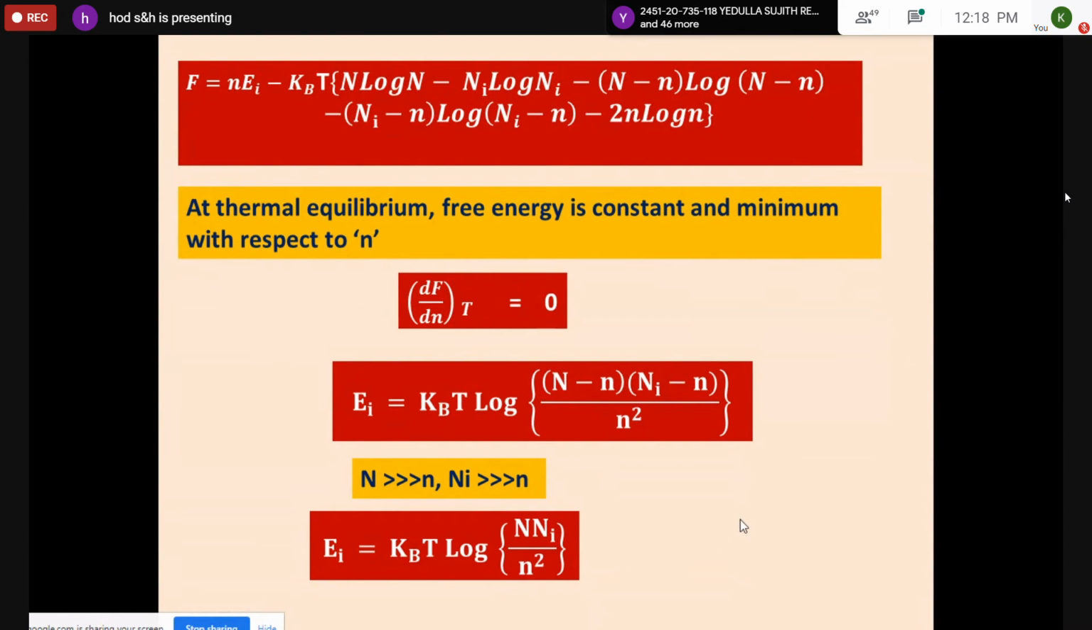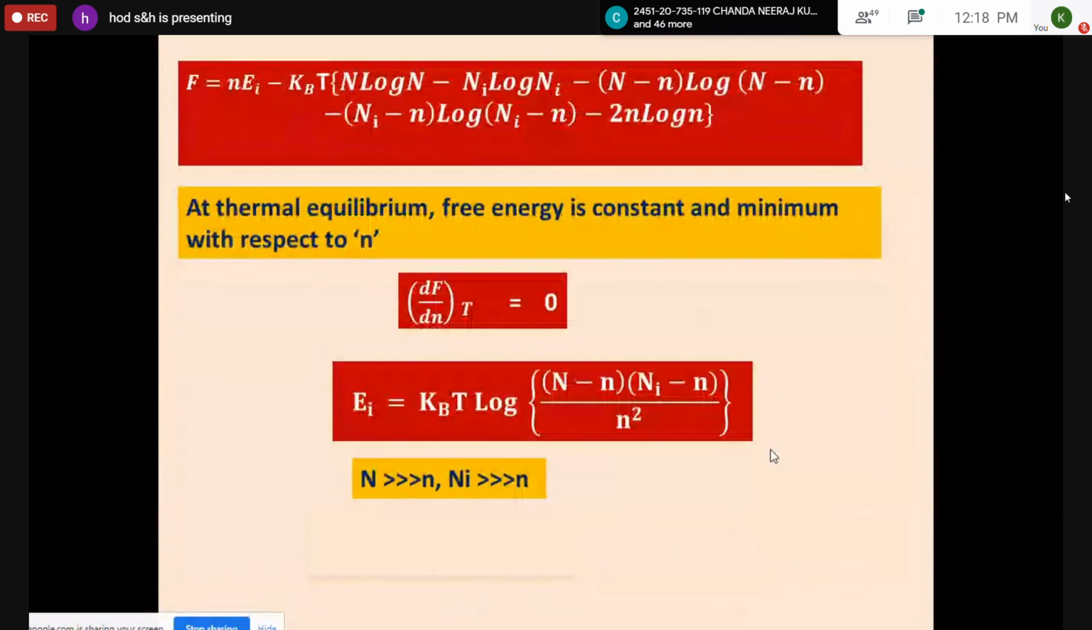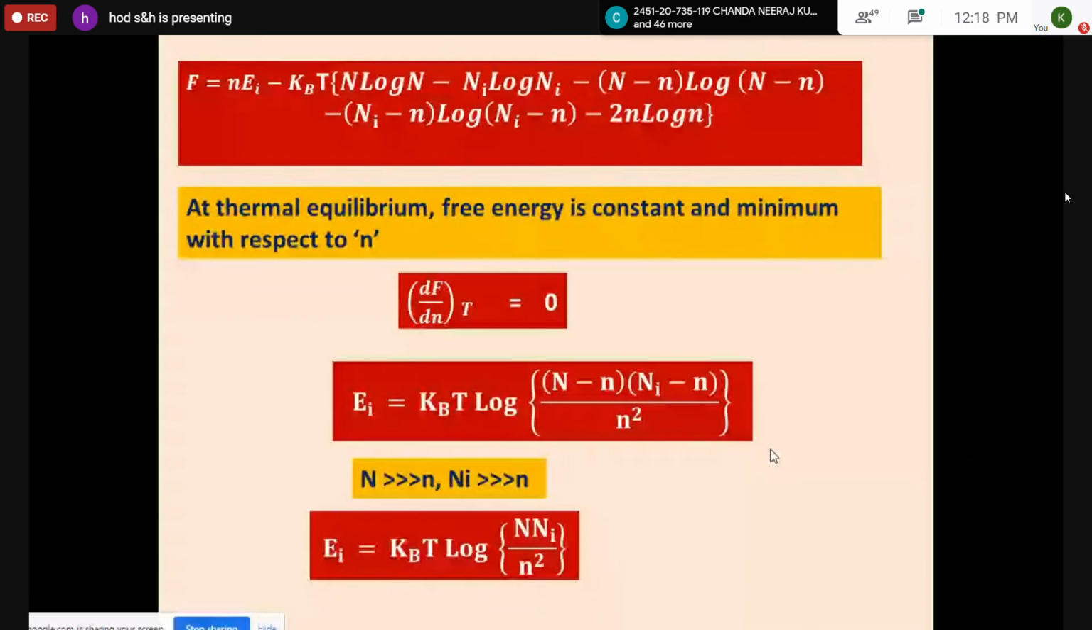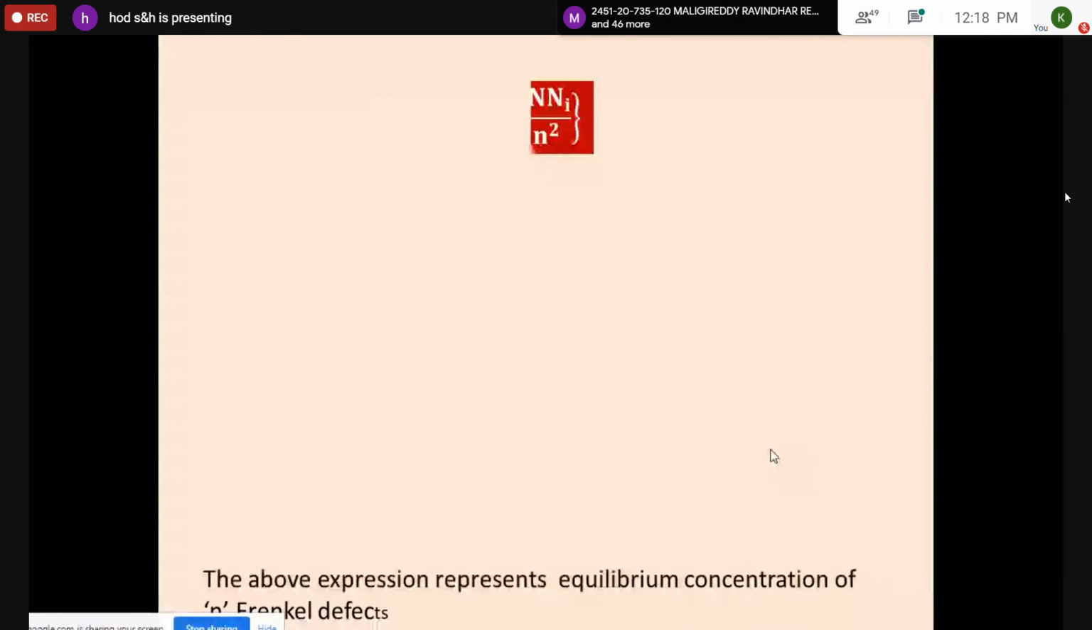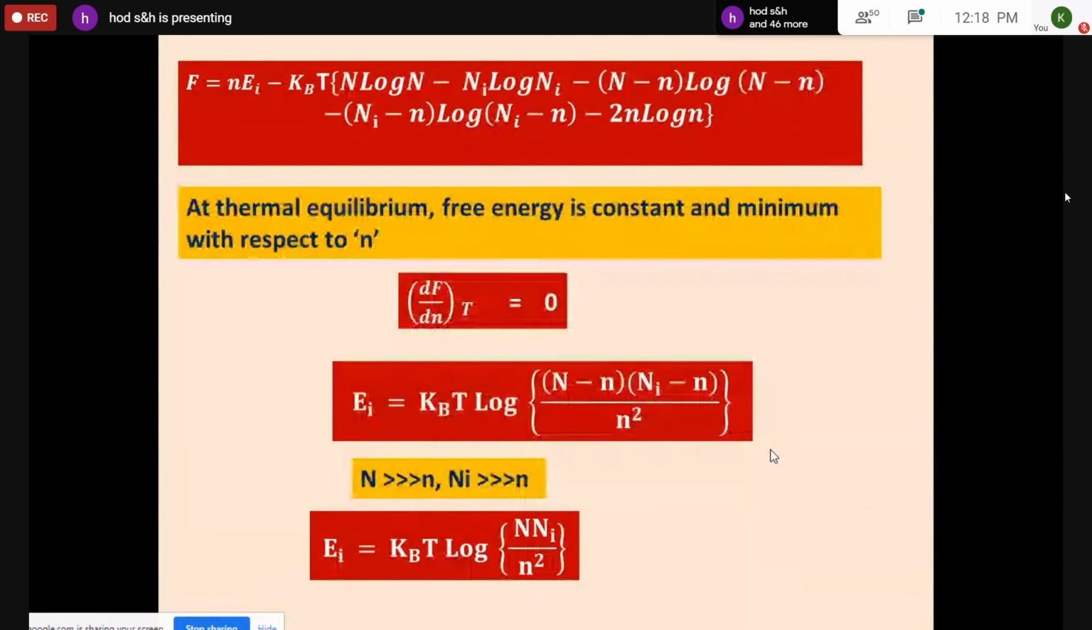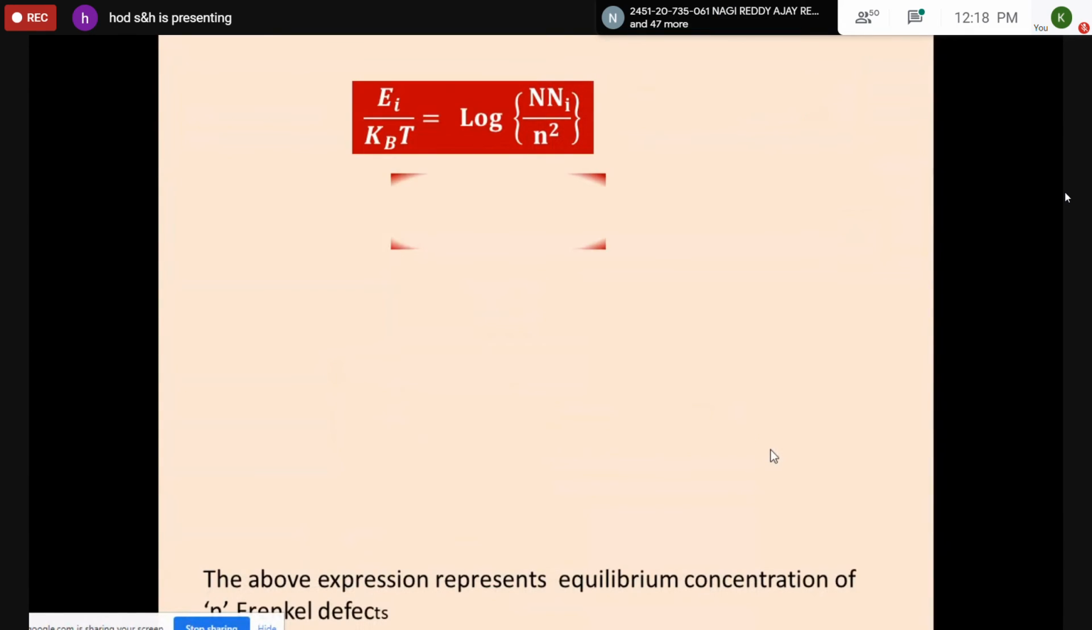Will you do this differentiation, anyone? First, I will give the final expression. Then you try this one. So from the previous one, it is EI is equal to KBT log N Ni by n square. You can bring the KBT to the left hand side. Then it becomes EI by KBT is equal to log N Ni by n square, or N Ni by n square is equal to e power EI by KBT.